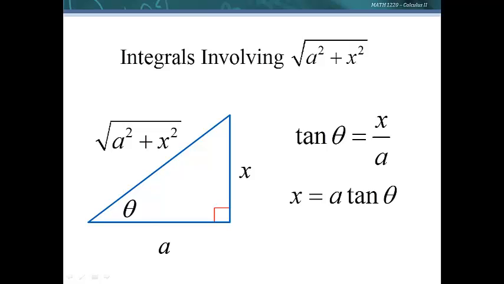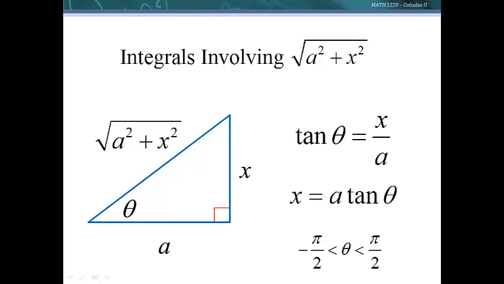So for integrals that have the square root of a squared plus x squared, this substitution is going to work nicely. And we would need to again restrict the angle so that we have a one-to-one function. And so we would restrict it from negative pi halves to pi halves.